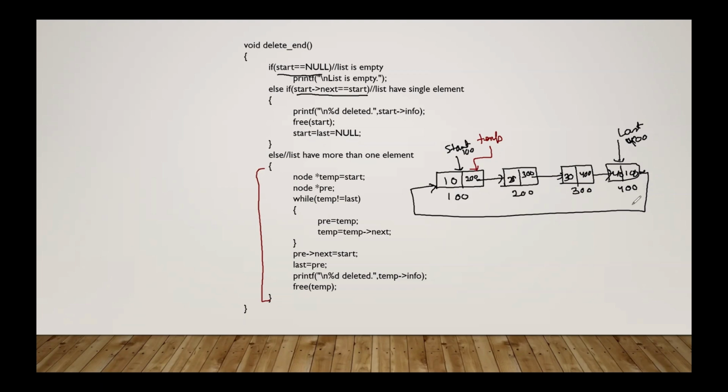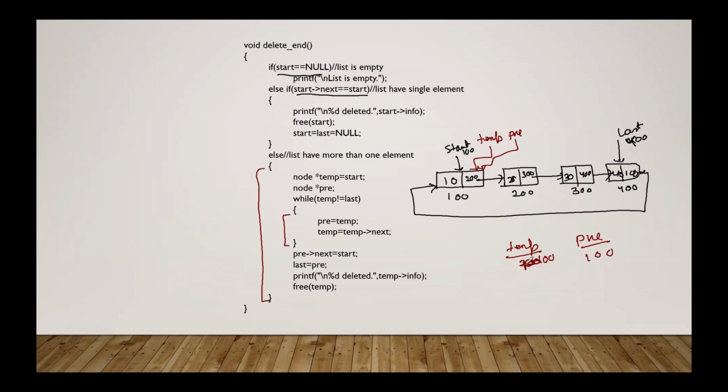Yes, it is true. If it is true, then the body of the loop will be executed. Now the temp value is stored inside pre. What is the temp value? 100. Pre means this one. So pre stores which value? This value. Now temp stores which value? 100. Pre also stores 100.